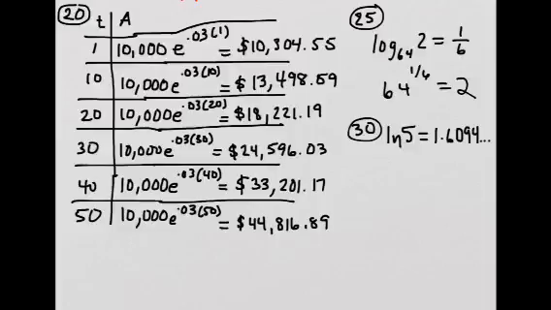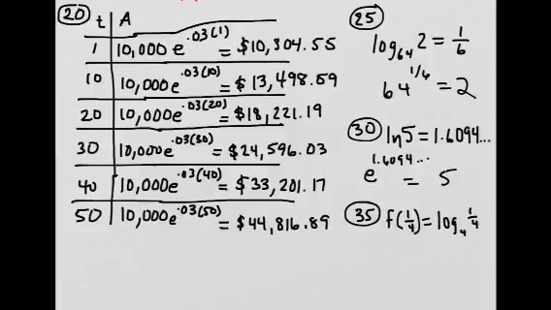Okay, number 30 is also a logarithmic equation, and we're going to convert it to exponential. In this case, the base is e, so we're going to say e to the 1.6094 power equals 5.